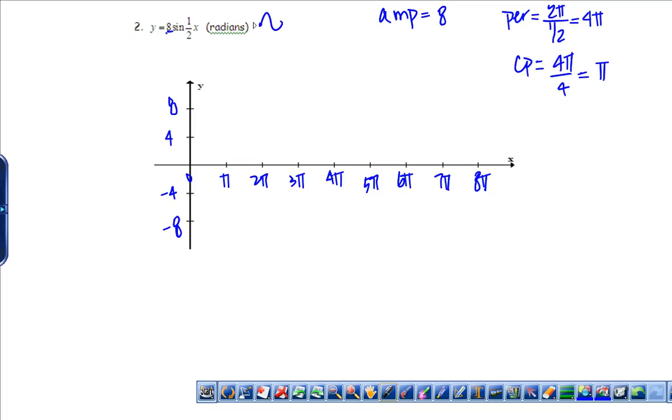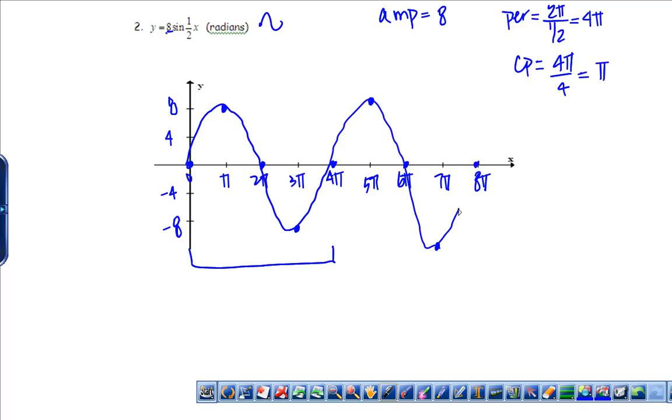Okay, we said sine begins in the middle, then it goes to the top, middle, bottom, and then middle. So making your curved function, there is 1 cycle, okay? Then middle, top, middle, bottom, and then middle. Here is my second cycle, and it ends at 8 pi.